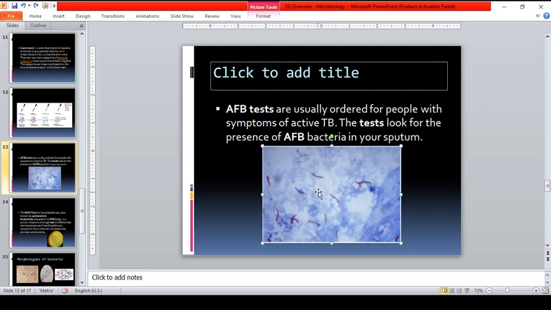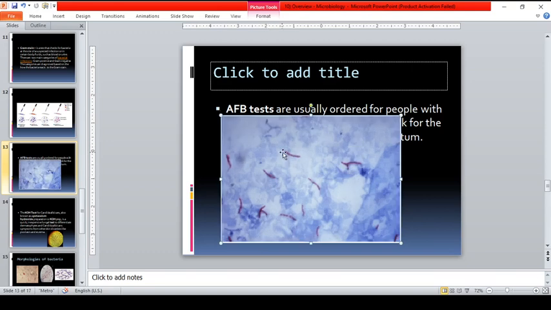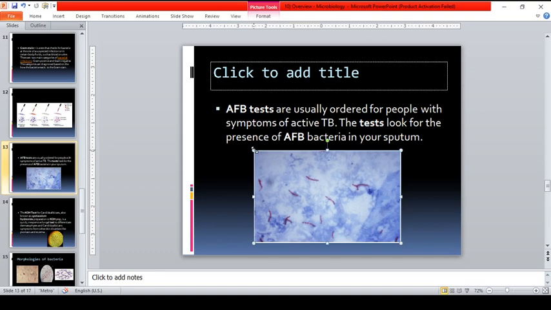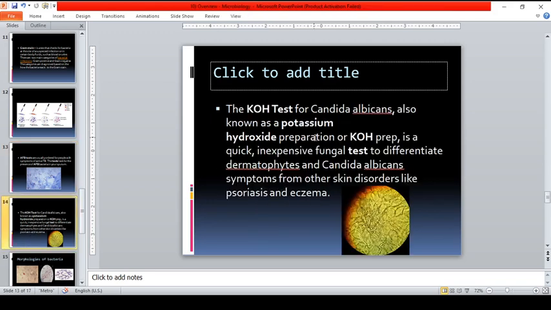So, the positive color reaction in the AFB stain is the presence of bacilli which have a red or pink color. So, these are AFB. Okay? So, this is indicative of Mycobacterium tuberculosis infection. Kasi what causes TB is the Mycobacterium tuberculosis. Okay? So, that is for the AFB test.